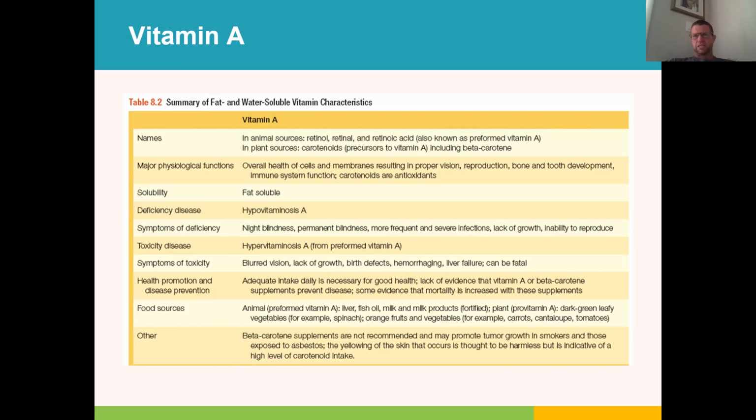So again, you can get this yellowish orangey tinge if you take in too much beta carotene. I've seen pictures in some nutrition texts before where it shows that. I've never seen it in real life, so it'd be kind of interesting to see.